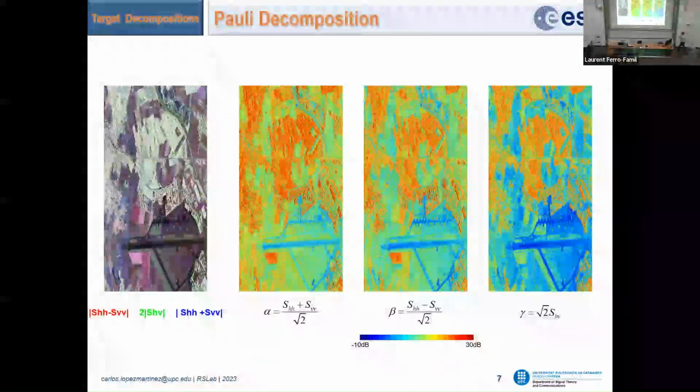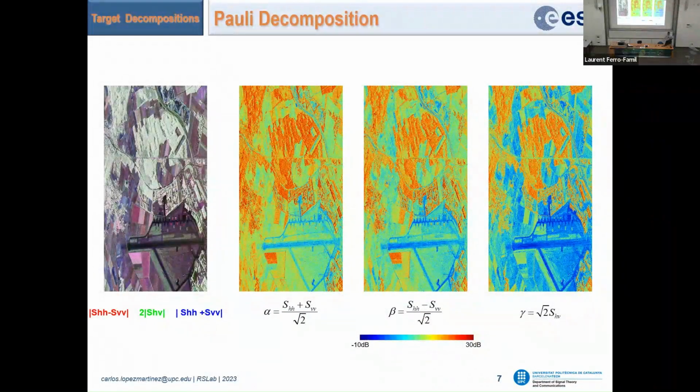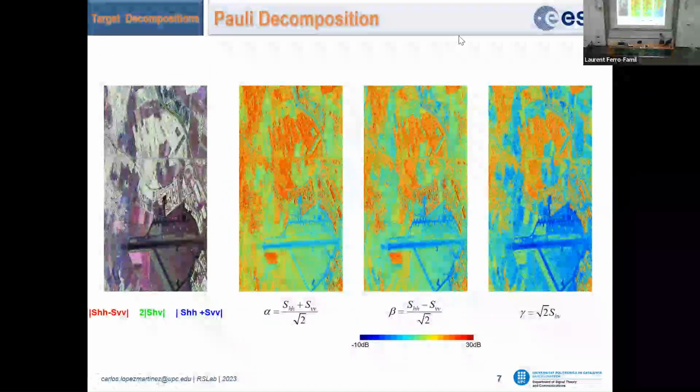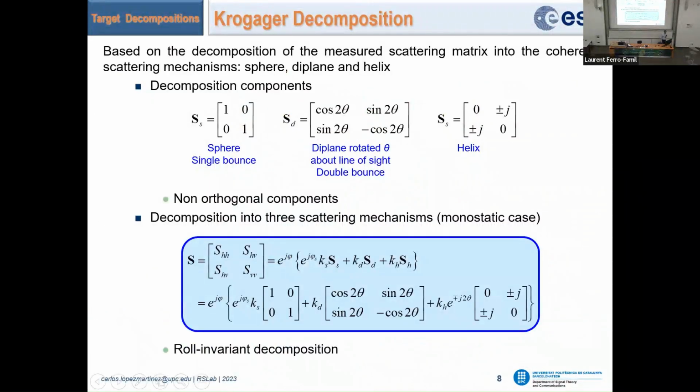Okay, Pauli decomposition, so here you have the interpretation. Let's go with a different decomposition, which is what we call the Krogager decomposition, from a Danish colleague from Denmark, Krogager. It has one particular advantage. In that case, we decompose the signal into three elements, which correspond to the sphere, D-plane, and helix. The helix is a bit weird to estimate, but it's a kind of helix.